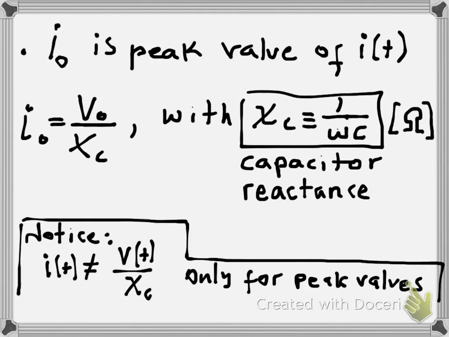One thing to keep in mind is that the equation current equals voltage divided by reactance only applies to the peak values. This equation should not be extended to the current as a function of time always being equal to the voltage as a function of time divided by the reactance. That is not true. As we know, the current as a function of time is a cosine plus 90 degrees function, whereas the voltage is just a cosine of omega t. So at any given time, the current is not going to be equal to the voltage divided by the reactance. The equation that we wrote before, I naught equals V naught over XC, only relates the peak value of the voltage and the peak value of the current.